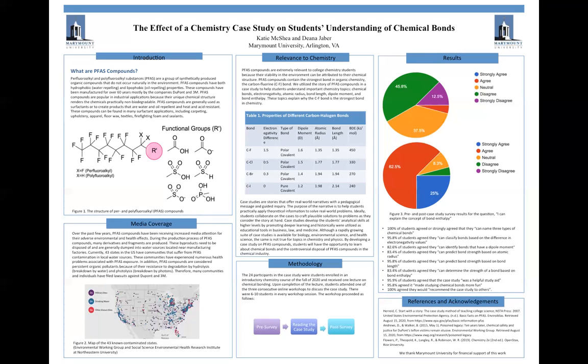82.6% of students agreed that they could identify bonds that have a dipole moment, which is an 82.6% increase. 83.4% of students agreed that they could predict bond strength based on atomic radius, which is a 65% increase. 95.8% of students agreed that they could predict bond strength based on bond length, which is a 91.6% increase. And lastly, 83.4% of students agreed they could determine the strength of a bond based on bond enthalpy, which is a 75.1% increase.